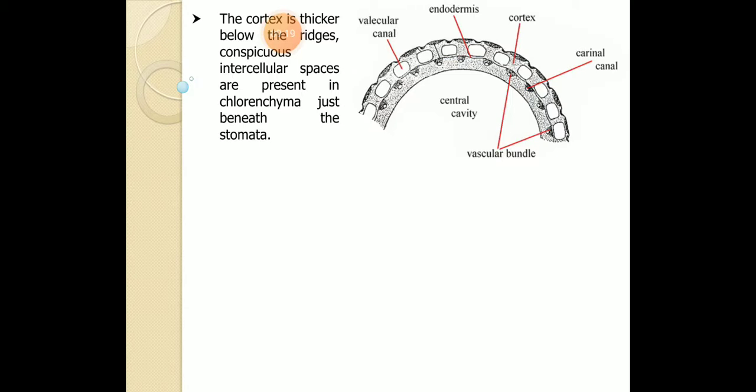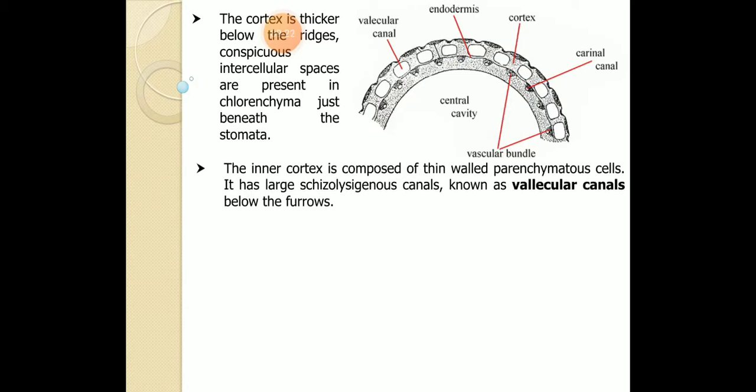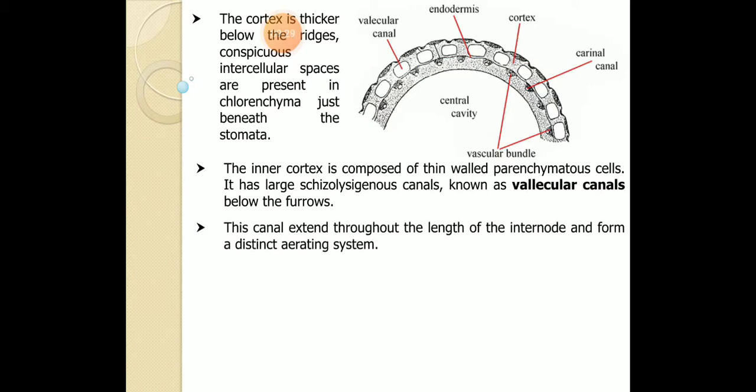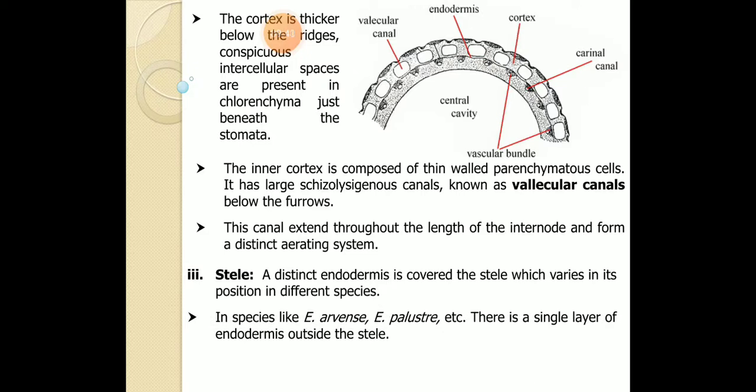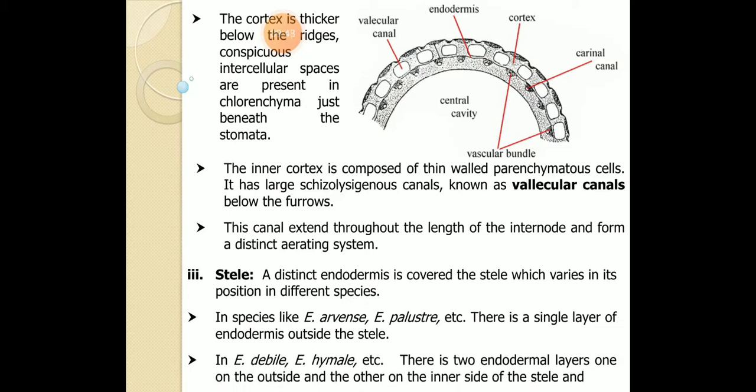The cortex is thicker below the ridges, and conspicuous intercellular spaces are present in the chlorenchyma. The inner cortex is composed of thin-walled parenchymatous cells, and larger schizogenous canals will be there. They are called vallecular canals. And also the stelar region: a distinct endodermis covers the stele, which varies in different species. For example, in Equisetum arvense and Equisetum palustre, a single layer of endodermis is present outside the stele, but in Equisetum debile, two endodermal layers are present.